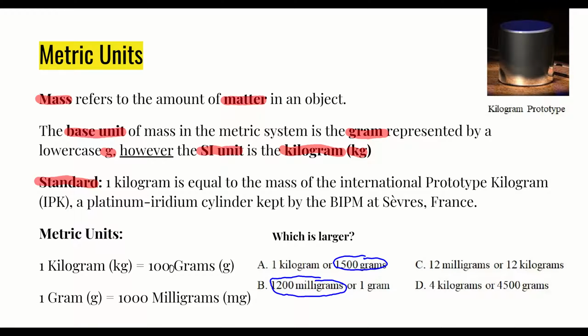If we look at 12 milligrams or 12 kilograms, we have the same number, so now we've got to pay attention to that unit, and kilograms is a far greater unit, so that's going to be way, way bigger. And now if we look at 4 kilograms or 4,500 grams, well, 4 kilograms would be the same as 4,000 grams if for every kilogram we have 1,000, which means 4,500 grams would be a little bit bigger, actually about 4.5 kilograms.